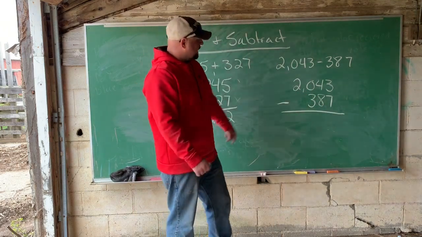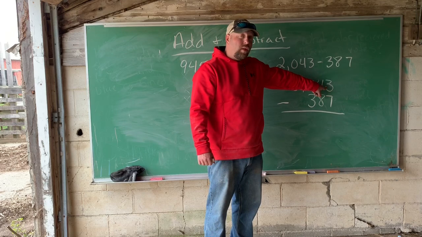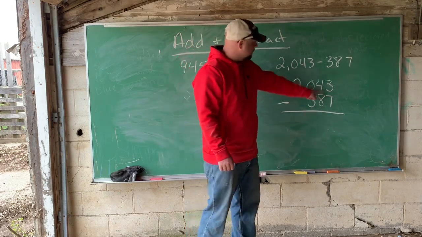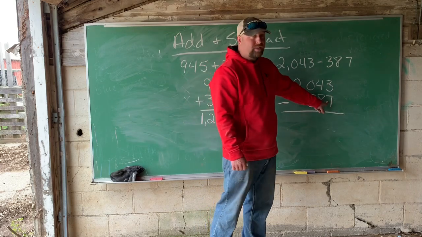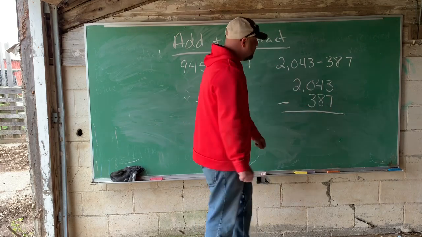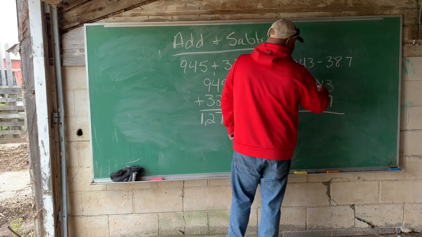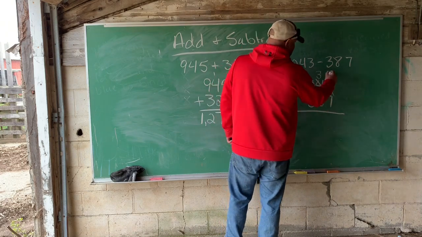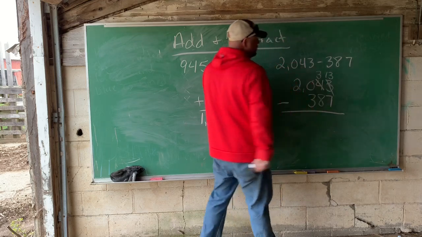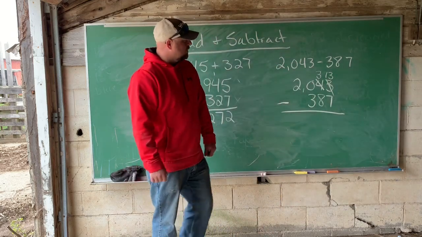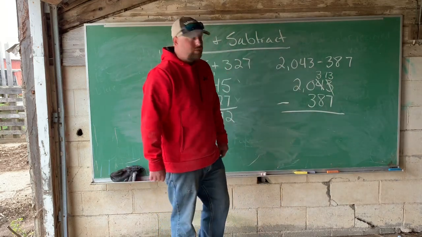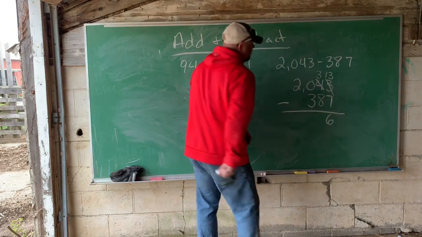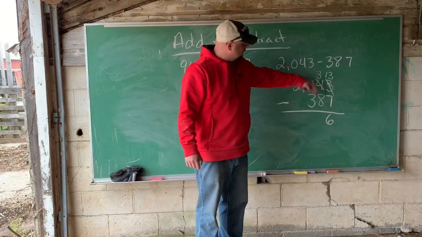Now when I subtract, if I have a smaller number on top, that means that I have to borrow. So 3 minus 7, I cannot do. 3 is smaller than 7. So I'm going to come to my neighbor. I'm going to borrow 1. And I'm going to add 10 to that 3. So now I have 13 minus 7. 13 minus 7 is 6. Now I can move on to my tens place.